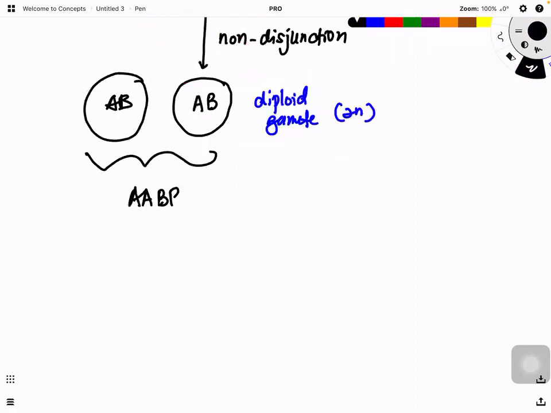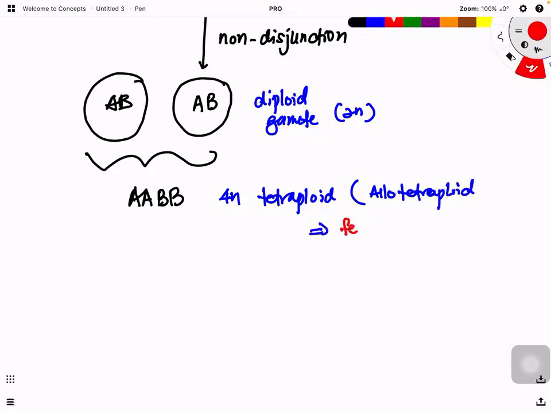Now you can see that AA and BB can pair up. Set A chromosomes and set A chromosomes can pair up, set B and set B can pair up. So this is 4n, tetraploid. More precisely, because A is from one species and B from another species, we get an allotetraploid. Allotetraploids are fertile, so a new species developed.